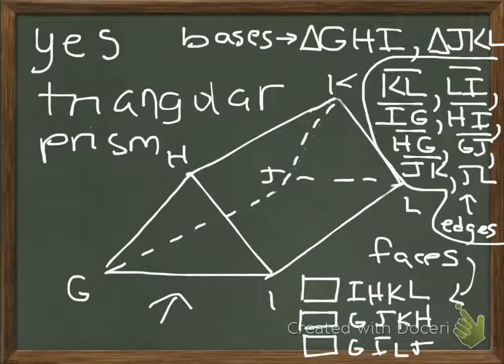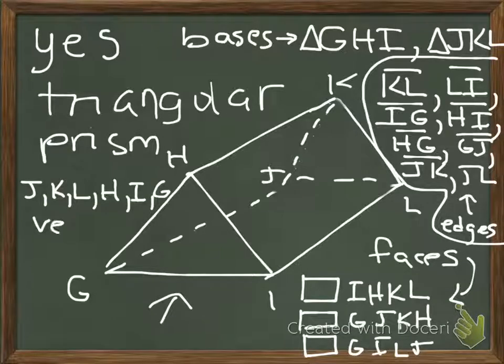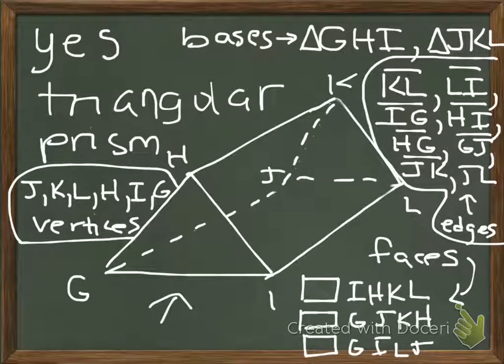And then finally, we're going to list the vertices, which are the points. So basically each capital letter. So J, K, L, H, I, and G. And these are all considered the vertices. So now we've listed all the parts of this figure.